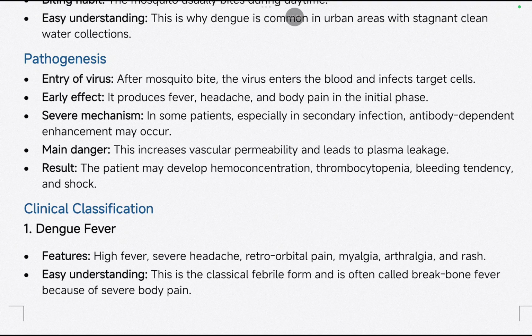Hemoconcentration simply means our blood is made of two parts, plasma and non-plasma. So if the plasma moves out, the concentration of the other ingredients of the blood will greatly rise. Thrombocytopenia, you already know, is a decrease in platelets, because the virus is able to destroy platelets, and platelets are required to control bleeding. Okay, this much is enough.